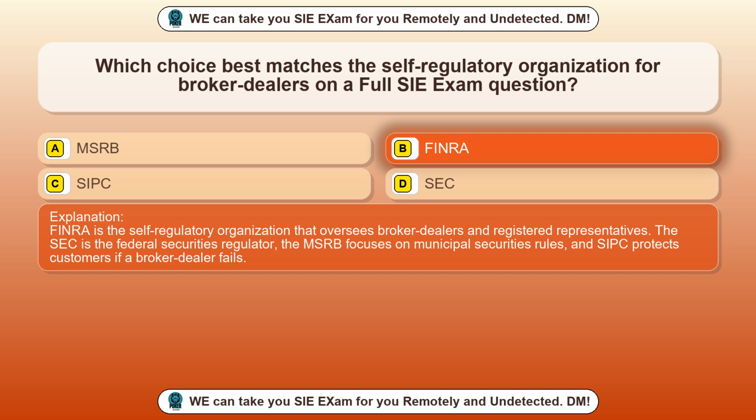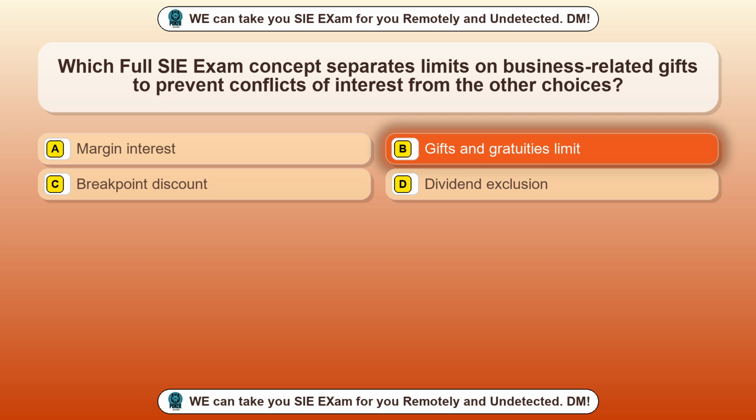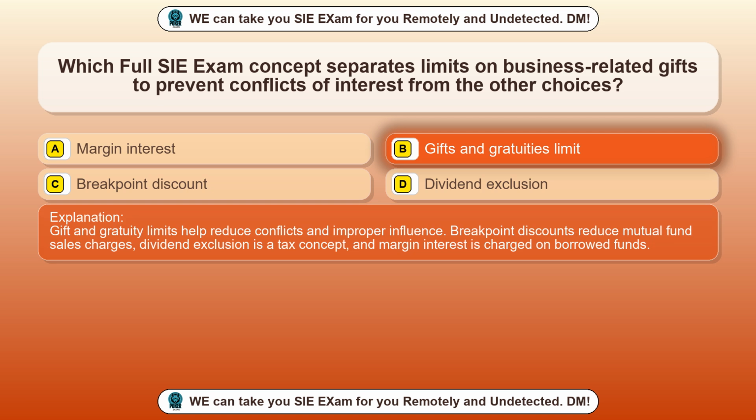Question 56. Which full SIE exam concept separates limits on business-related gifts to prevent conflicts of interest from the other choices? Option A, margin interest. Option B, gifts and gratuities limit. Option C, breakpoint discount. Option D, dividend exclusion. The correct answer is option B, gifts and gratuities limit. Gift and gratuity limits help reduce conflicts and improper influence. Breakpoint discounts reduce mutual fund sales charges, dividend exclusion is a tax concept, and margin interest is charged on borrowed funds.